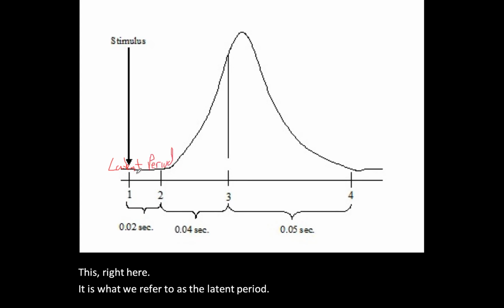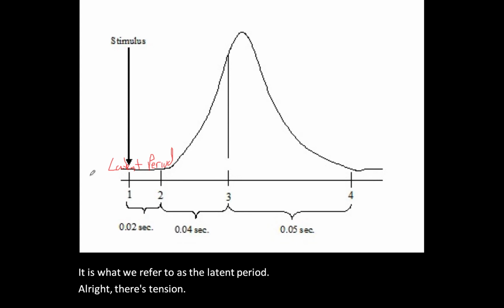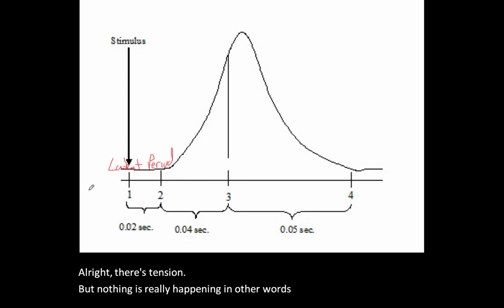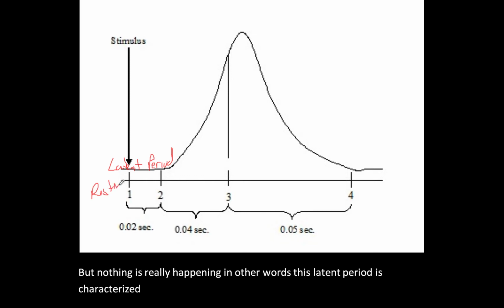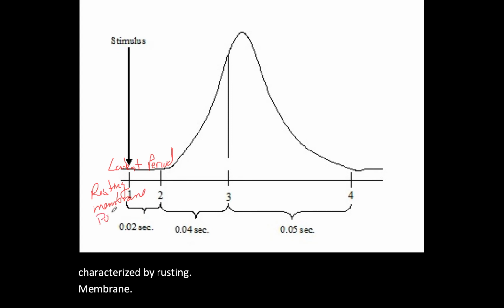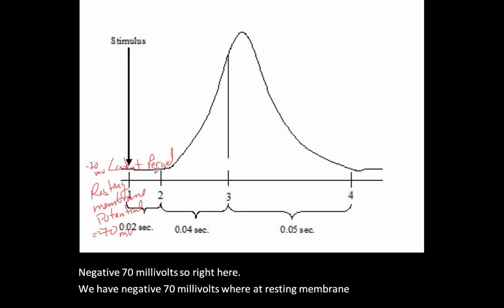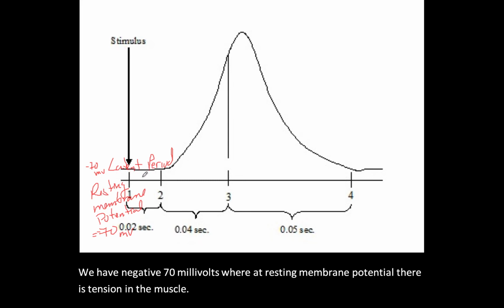All right. There's tension, but nothing is really happening. In other words, this latent period is characterized by resting membrane potential. Right? In other words, negative 70 millivolts. So right here, we have negative 70 millivolts. We're at resting membrane potential. There is tension in the muscle, but the muscle is not contracted.